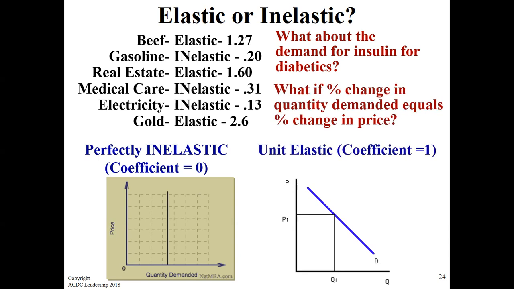Unit elastic usually happens somewhere in the middle of the demand curve, right? It's usually elastic, inelastic, and then in the middle, unit. Now, what is unit elastic? If price goes up 10%, quantity demanded goes down 10%. They move exactly the same. That's why the coefficient becomes 1.